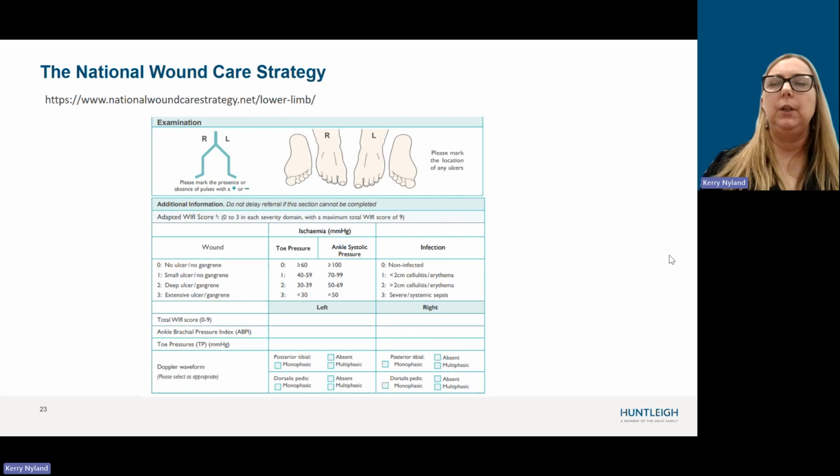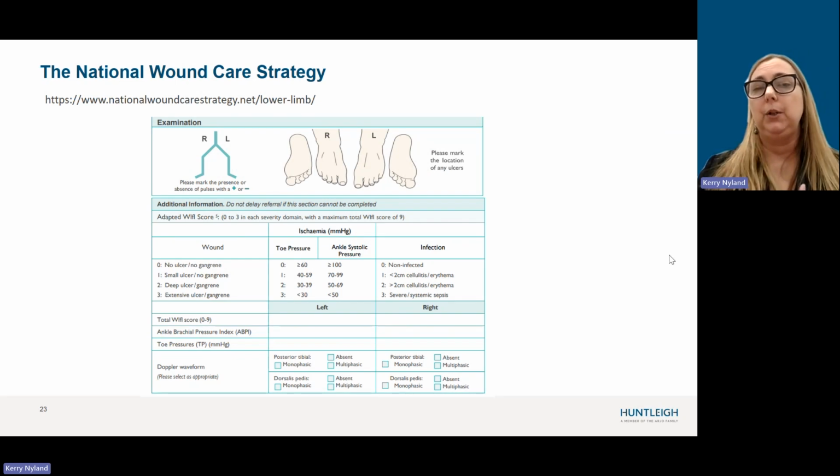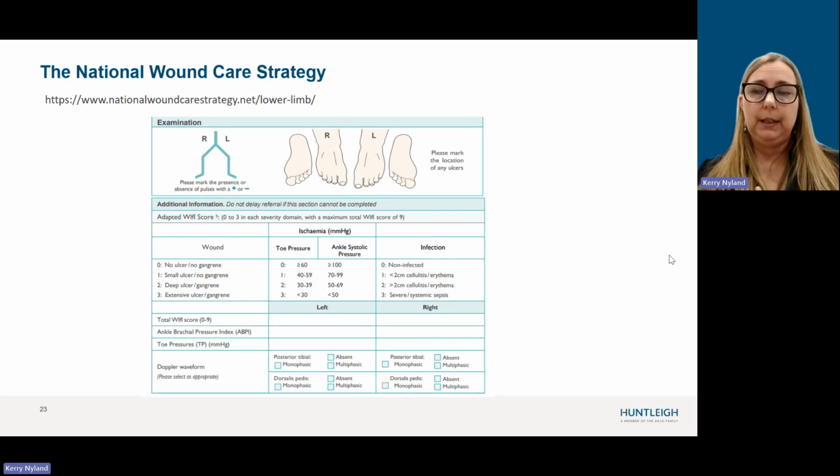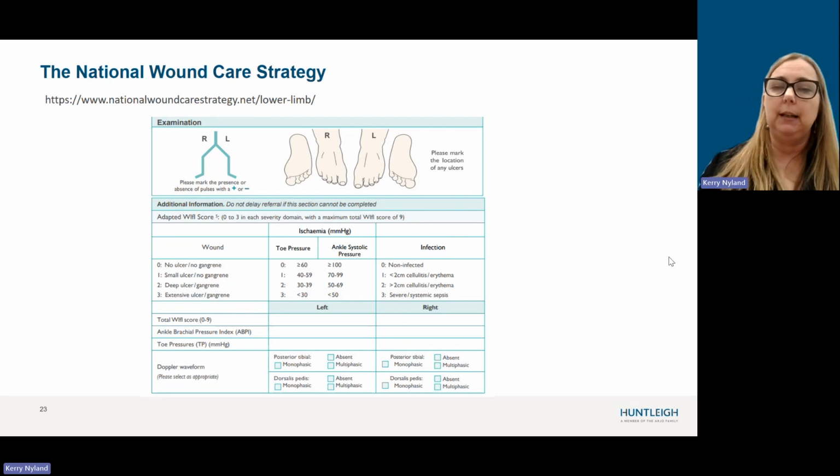So you may be using your ABPI as a guide to compression levels, but you may also be using your ABPI for onward vascular referral. For example, your patient may have a deteriorating wound and signs of ischemia, and this referral form is from the National Wound Care Strategy. And like many guidelines now, it's adopting the WIfI classification tool. For those of you who aren't familiar with WIfI, this stands for wound, ischemia, foot infection.